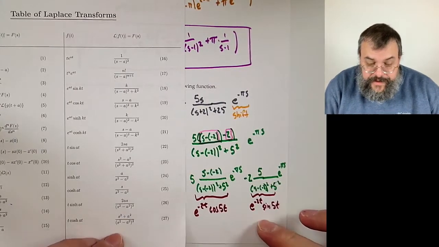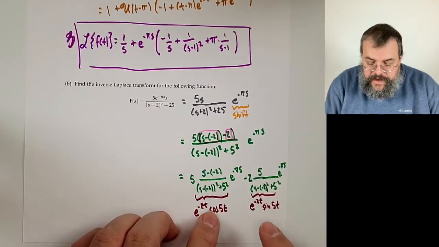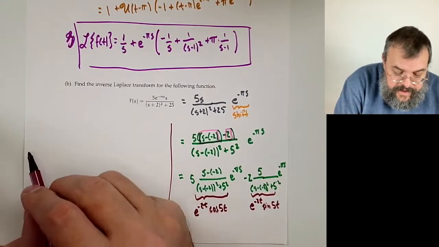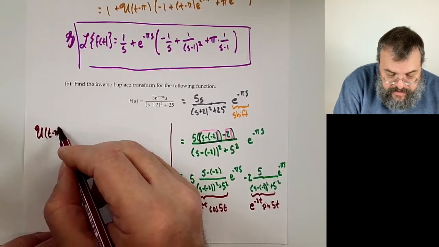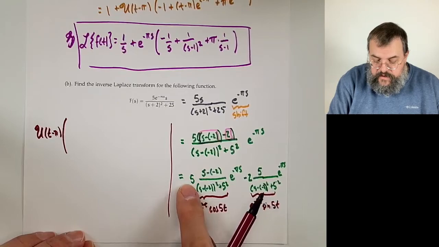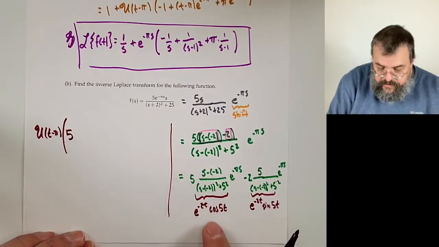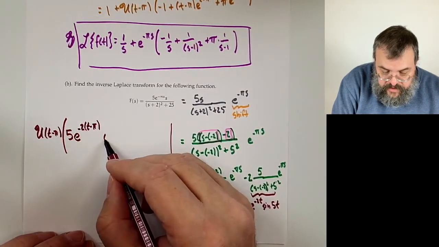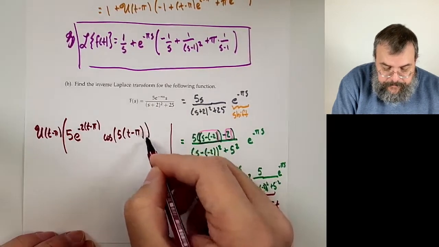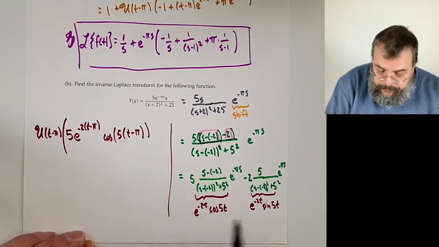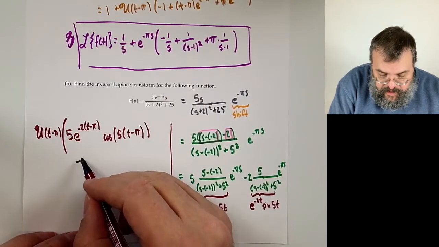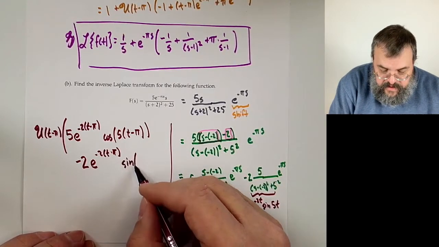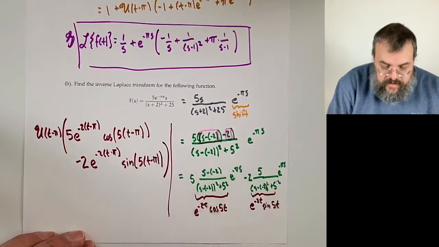All right, so are we ready? What's our final answer going to look like? Well, the thing is, we have to shift. So our final answer, well, they both shift at pi. So we're going to have u of t minus pi, that's part of our answer, times a factor of 5. And don't forget, these shift by pi as well. So e to the minus 2 (t minus pi) cosine of 5 (t minus pi). Okay, so that's the first one. Minus 2, because there's a minus 2, e to the minus 2 (t minus pi), and then sine of 5 (t minus pi). And we're done.